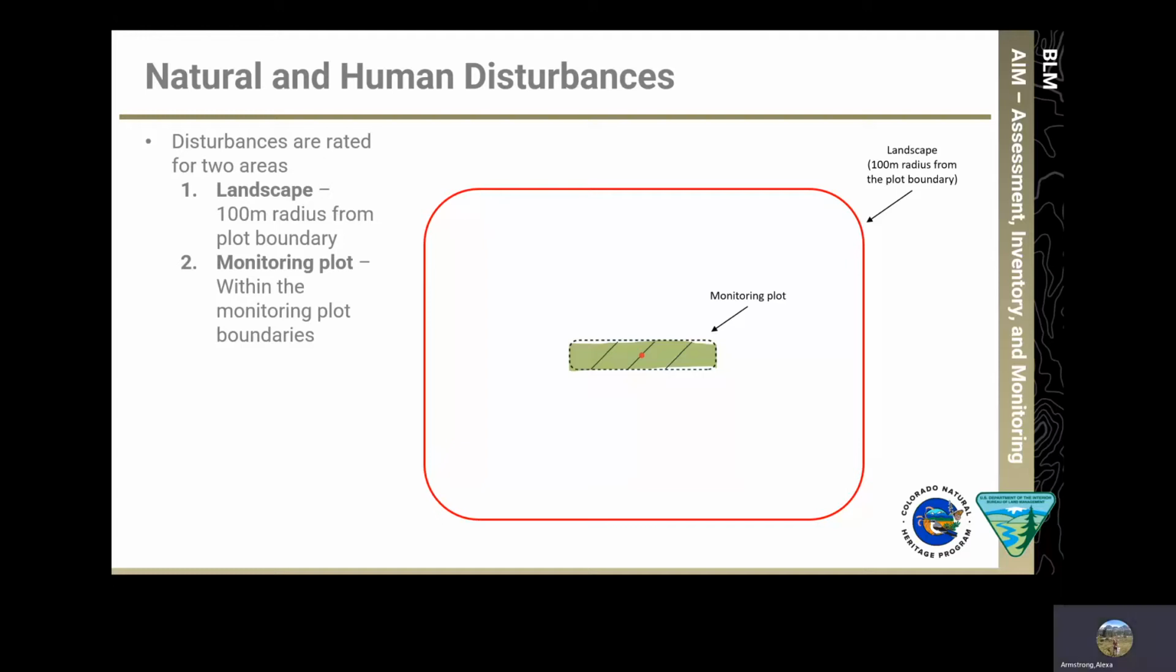In other plot layouts, such as transverse or diagonal, the two areas look slightly different. The landscape area still encompasses a 100-meter envelope from the plot boundary. However, it is no longer in a circular shape, and the monitoring plot encompasses the immediate area around the transects.